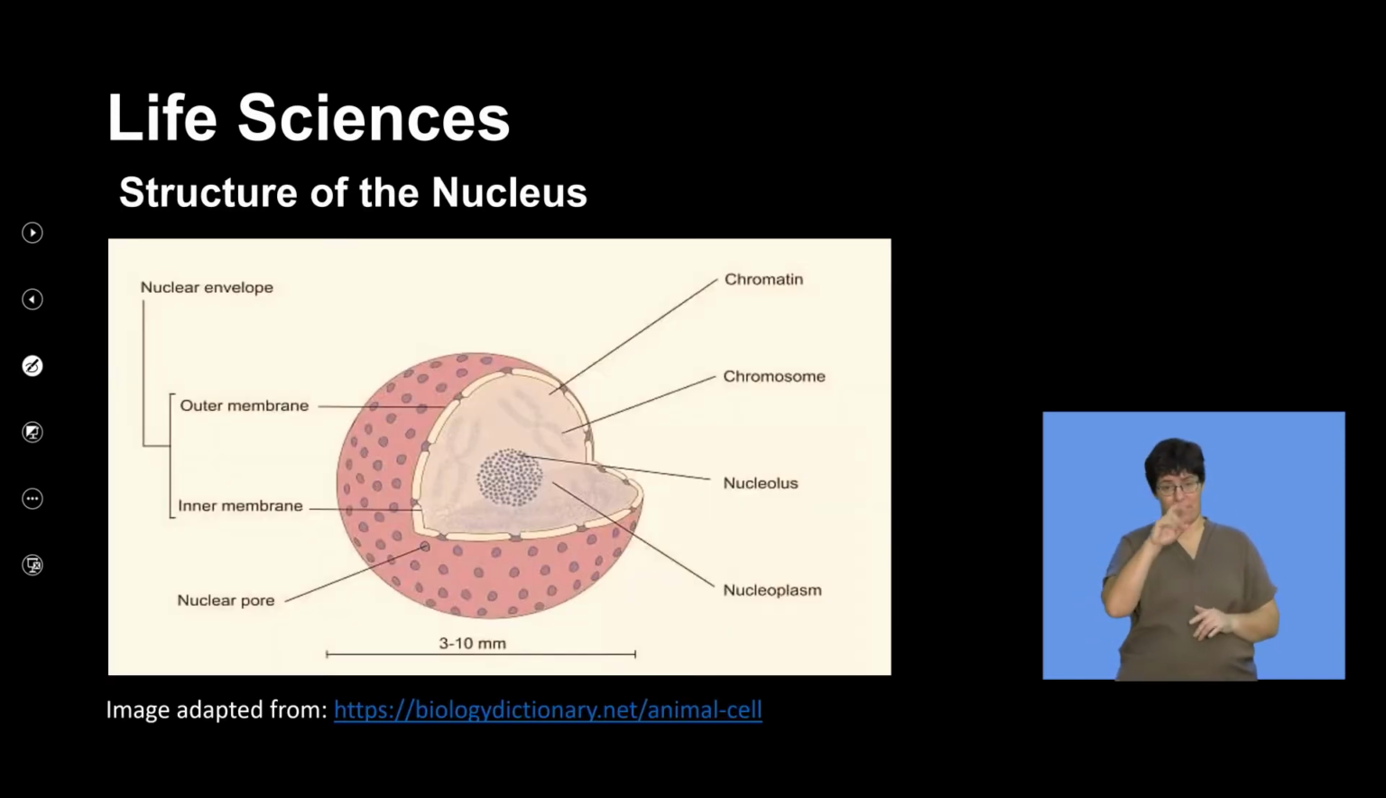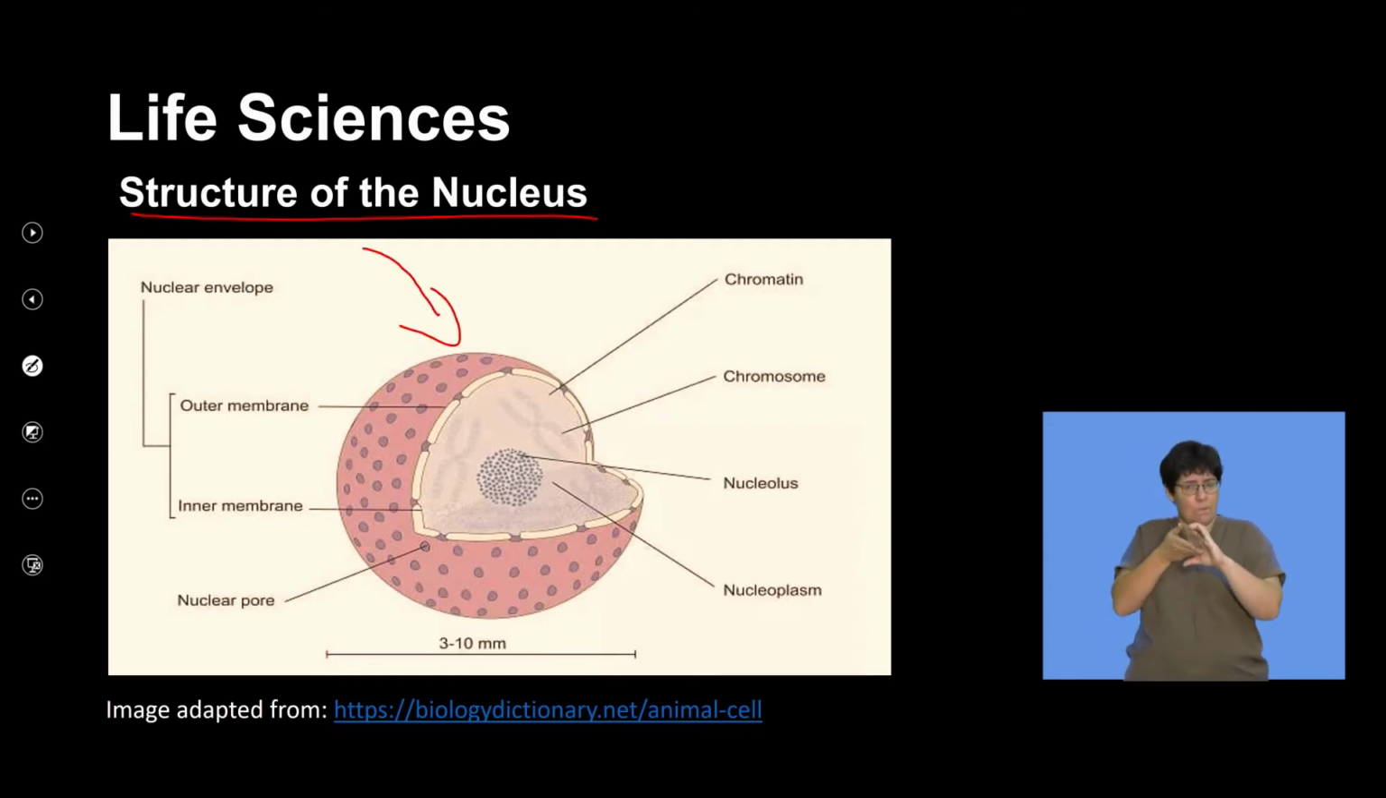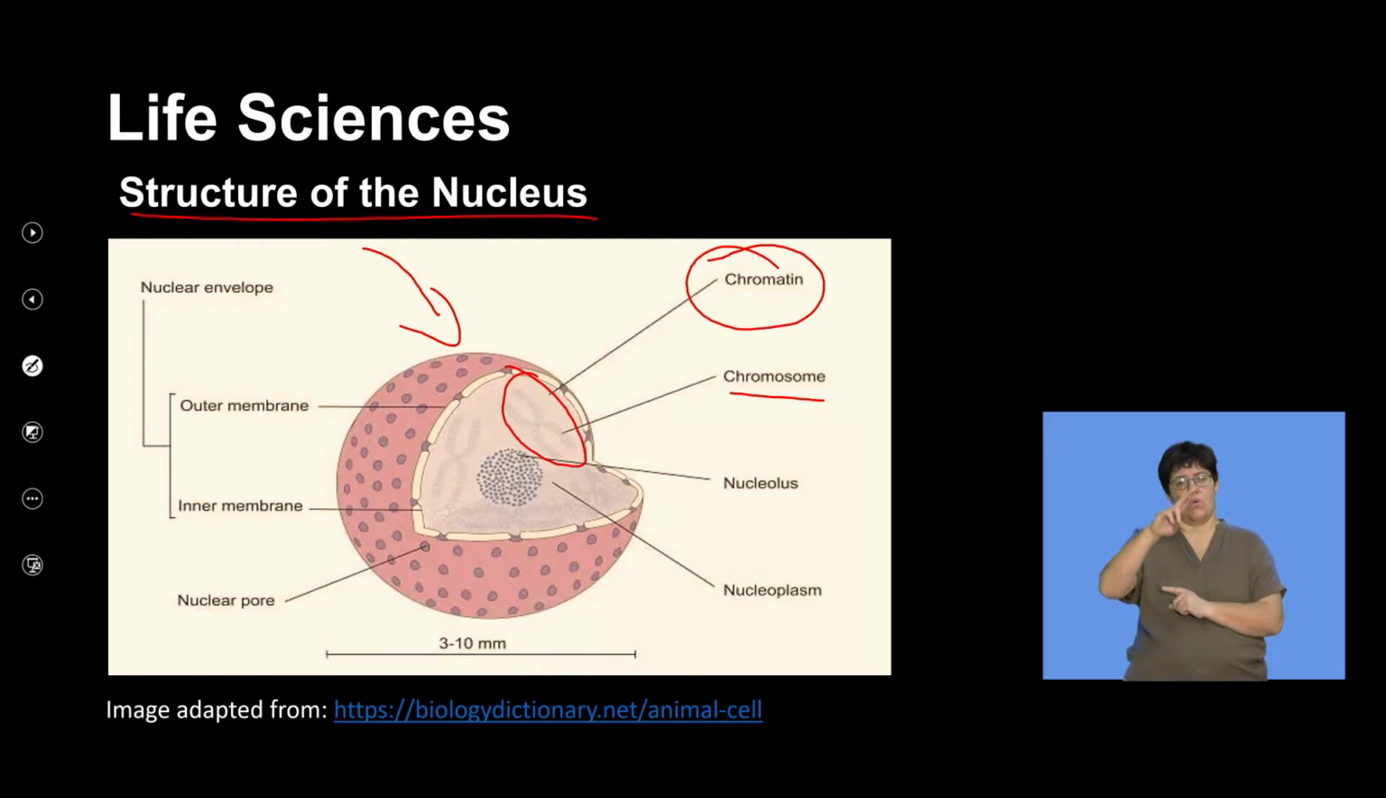So, a quick recap of the structure of the nucleus. Remember that the nucleus is that organelle in the cell that contains the chromatin network. If you look very carefully at this diagram, you can see an illustration of a shadow of a chromosome in there. That chromosome contains the genetic information that's wrapped around histone proteins.